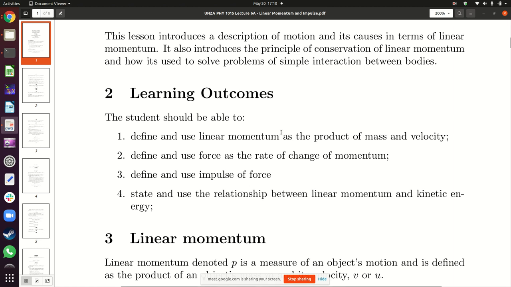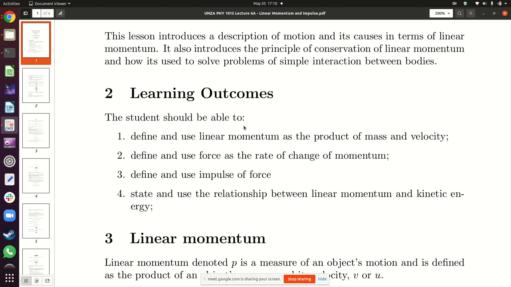So what is linear momentum? Basically we will show you that linear momentum is defined as the product of the mass and the velocity of that particular object. So if an object has a certain amount of mass and it's moving with a certain amount of velocity, when you multiply the mass times the velocity, you get what is called linear momentum.